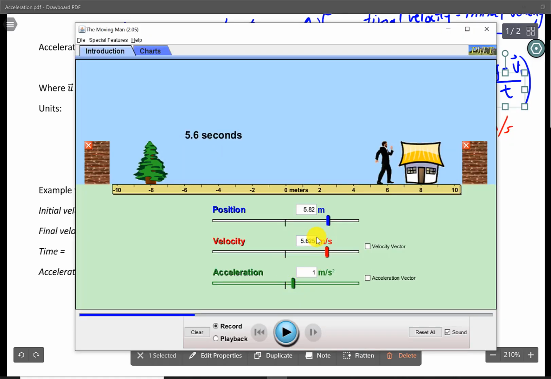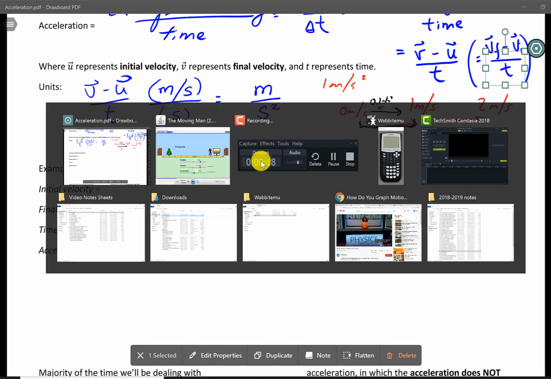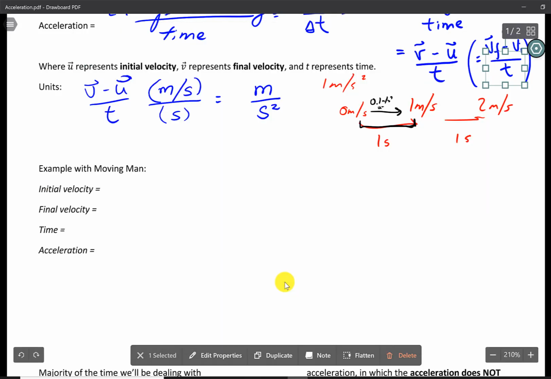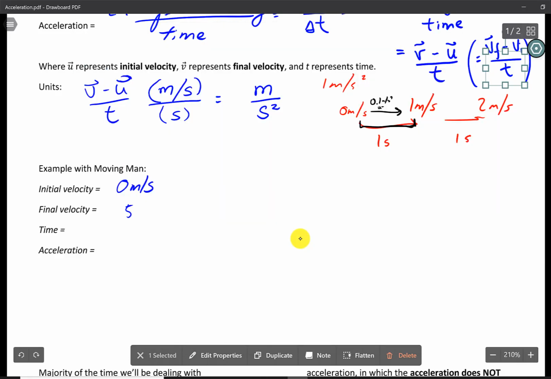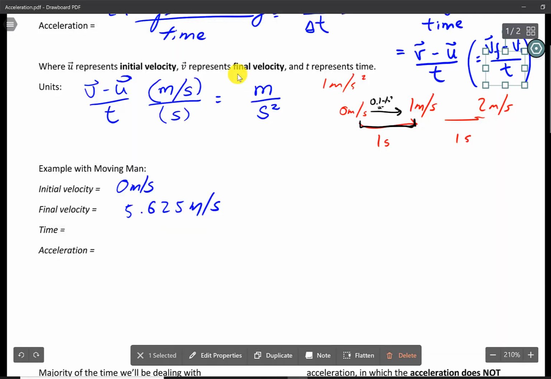So we'll take a look at this example. Oh hey, I just paused it right here. Okay, let's take that. So let's do an example with the equation above, and I just started him at 0 meters per second to begin with. So let's do an example with his initial velocity was 0 meters per second. His final velocity is, which I paused in, 5.625 meters per second. And then the time here is 5.6 seconds, as what it shows us on the simulation.